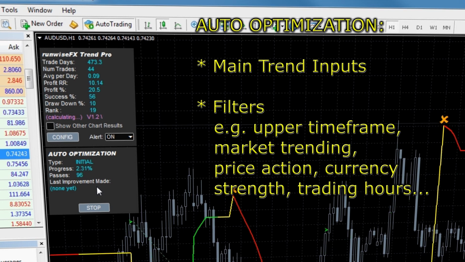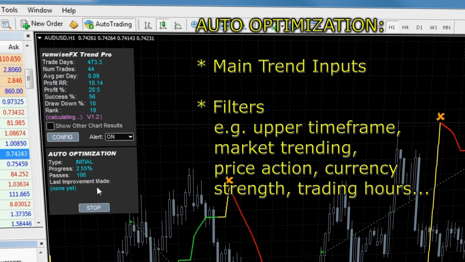It also looks at all the various filters, so upper time frame checks, is the market trending or not, price action, how much has the market already moved, even things like trading hours, it looks at that.